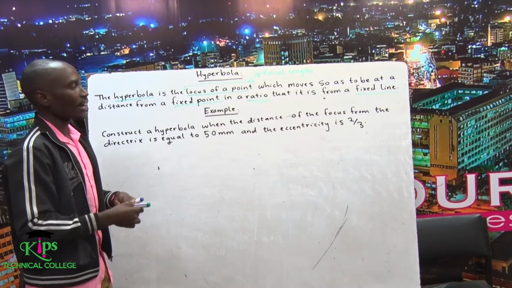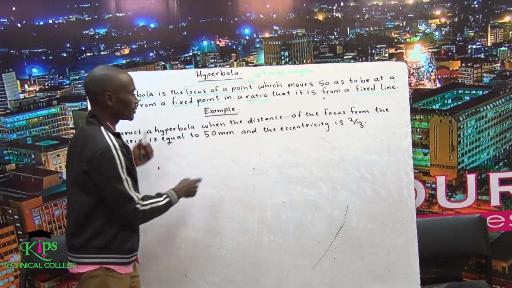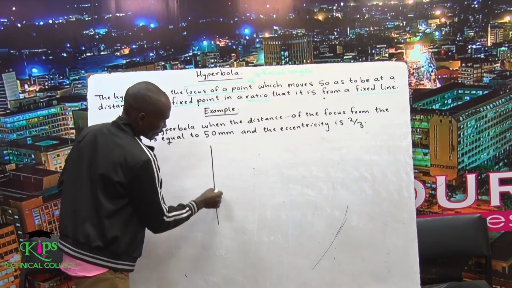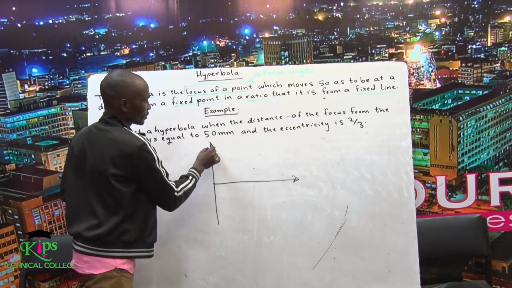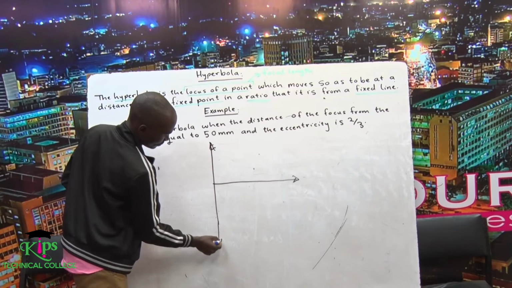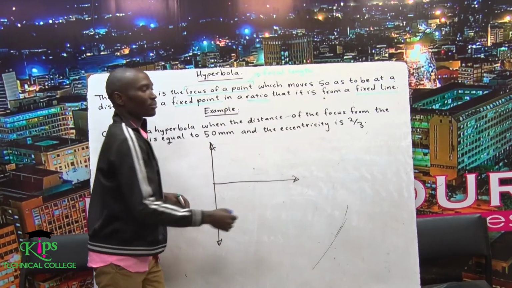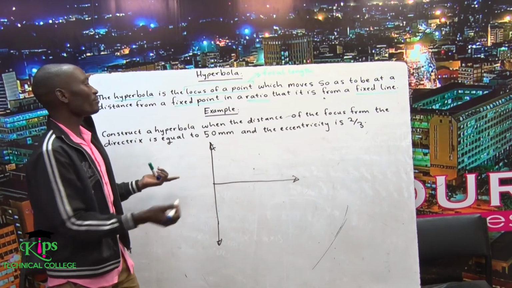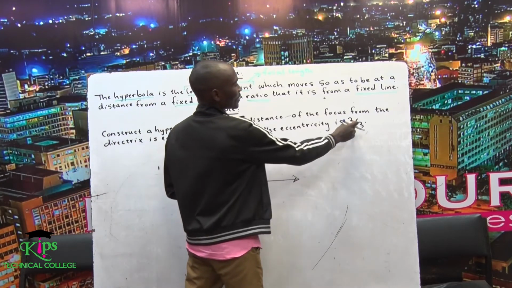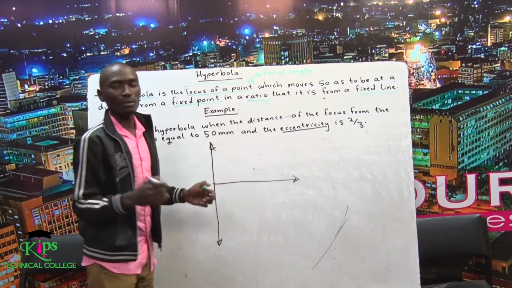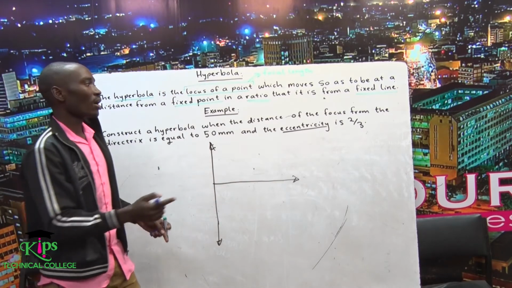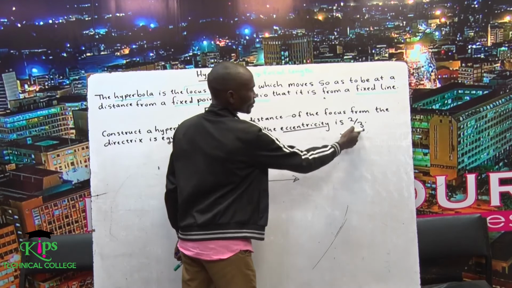For a hyperbola we draw the directrix like this. We say this is the directrix, and we go on to draw our smooth curve. So for this case you have been given the eccentricity. This is the ratio. We normally call it the eccentricity, 2 is to 3.